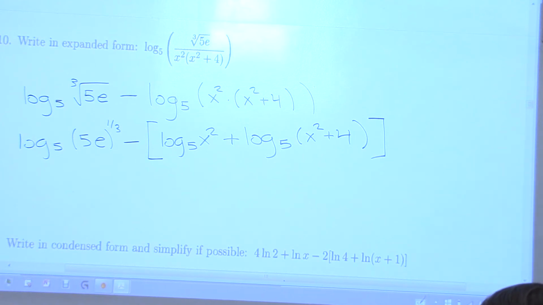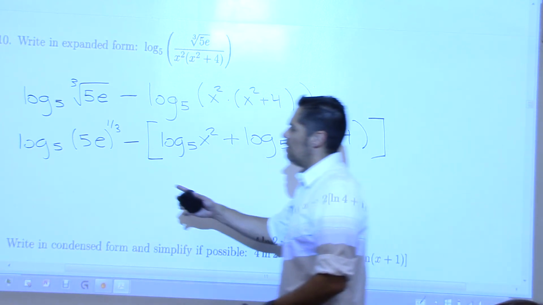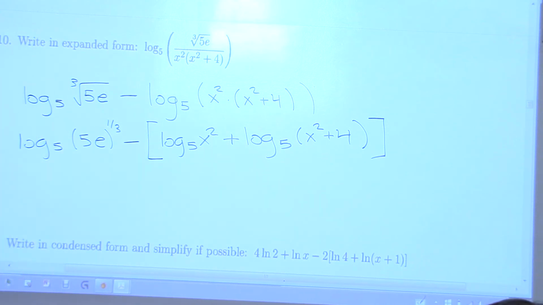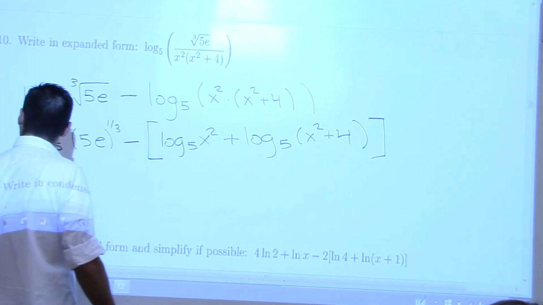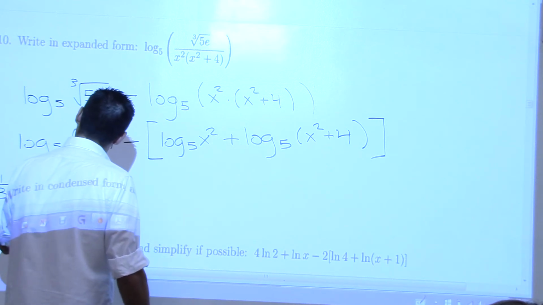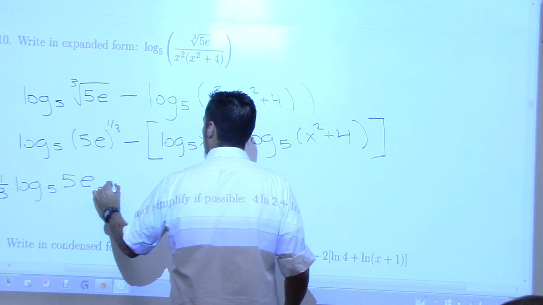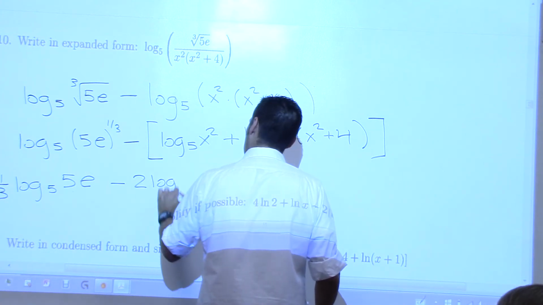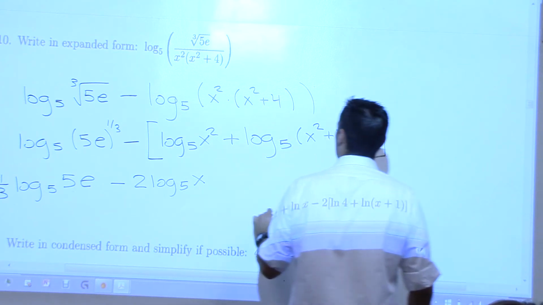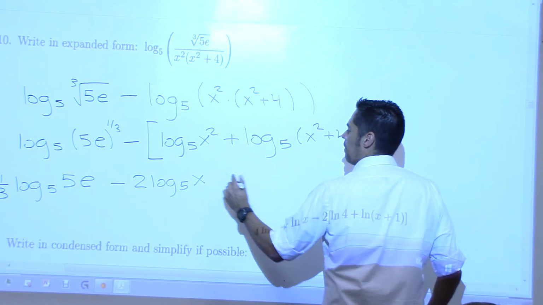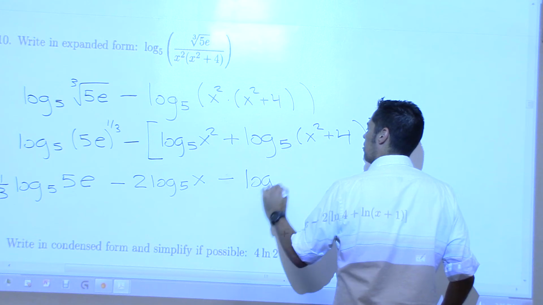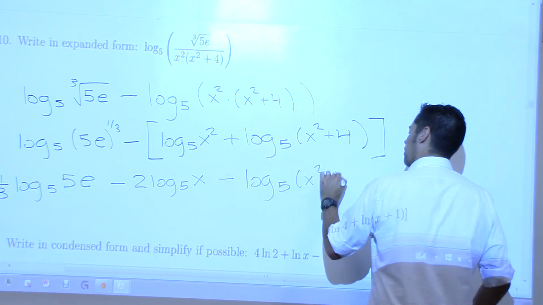Also, do you notice my cube root of 5e turned into 5e to the 1/3? So you can put that out in front. I'm going to drop that 1/3 out. So I'm going to go 1/3 log base 5 of 5e, and then over here minus 2 log base 5 of x. Can't do anything on this one, right? Minus log base 5 of x squared plus 4.